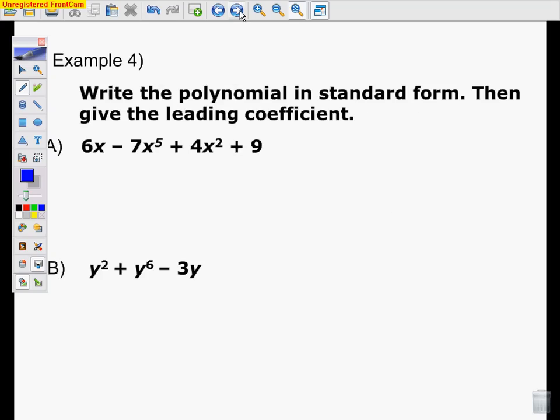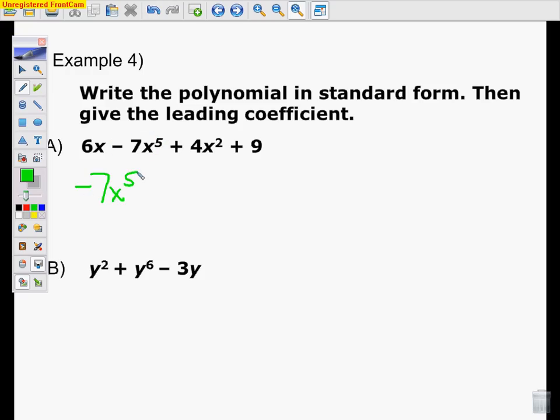So here, in example 4, it says write the polynomial in standard form. That's the first thing. And then give the leading coefficient. So standard form, once again, goes from highest exponent to lowest exponent. So what's the term with the highest exponent? Well, this is the term with the highest exponent. So that goes first. All right, so negative 7x to the 5th is first.